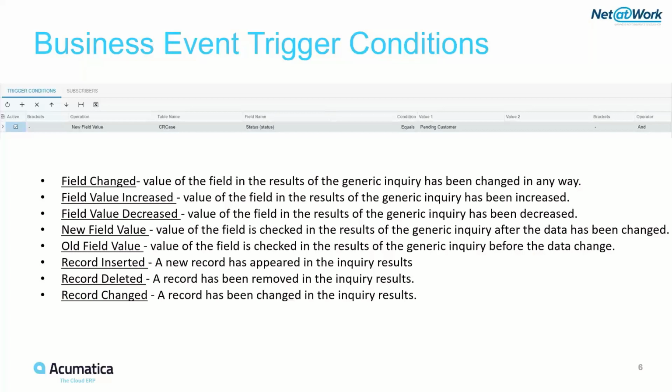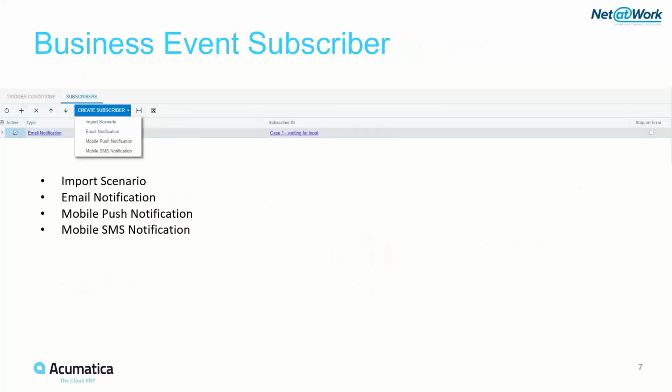So now that we have a better understanding about the trigger conditions, I want to talk about the subscribers. And don't worry if you can't memorize this all the first time. I just wanted to give everyone an initial impression, an idea of how this is going to be working before we dive into the live demo. So under the subscribers events, you'll see that we have 4 different options. We have an import scenario, an email notification, a mobile push notification, and an SMS notification.